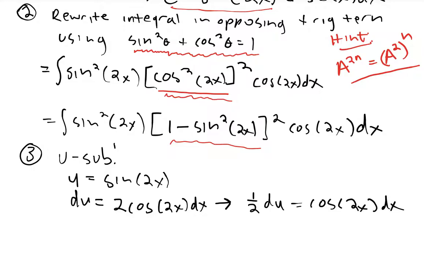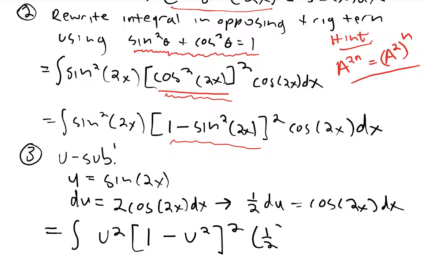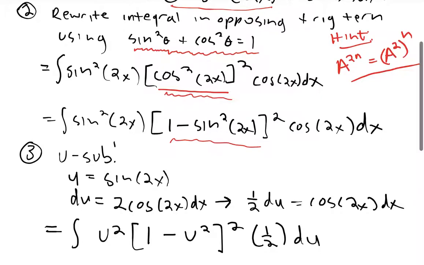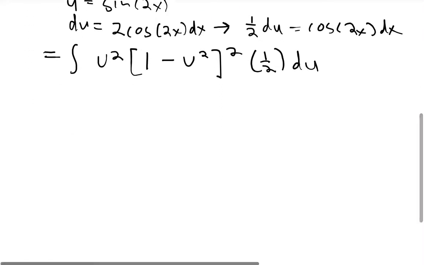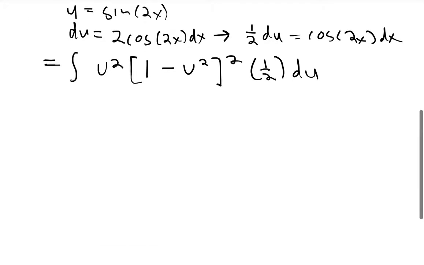If I go to substitute everything in here, I no longer have a sine squared of 2x term, I have a u squared term. I no longer have a 1 minus sine squared here, it's a 1 minus u squared. Don't forget that's being squared. And then the cosine 2x dx on the end is something that's turning into a half du. Now, this is a doable integral. We just need to make sure that we clean it up appropriately.